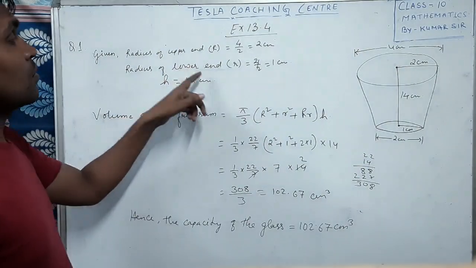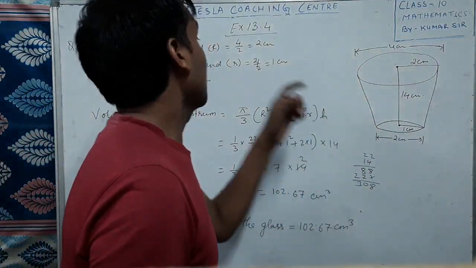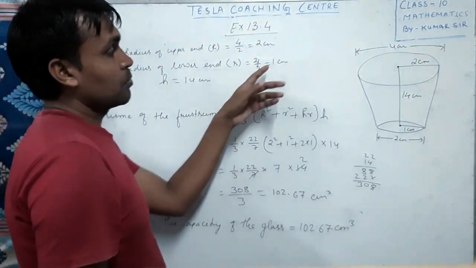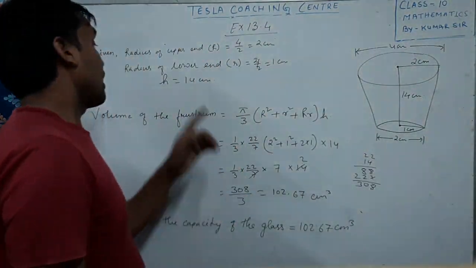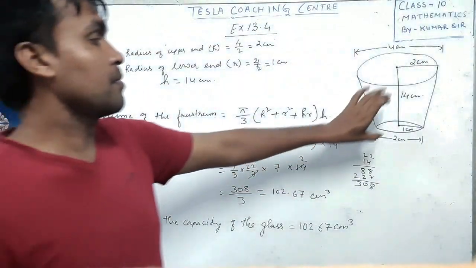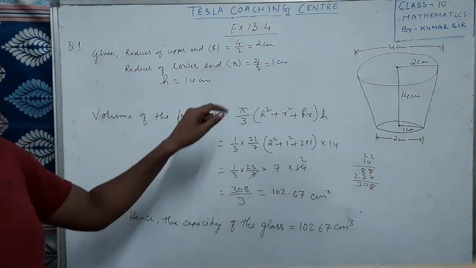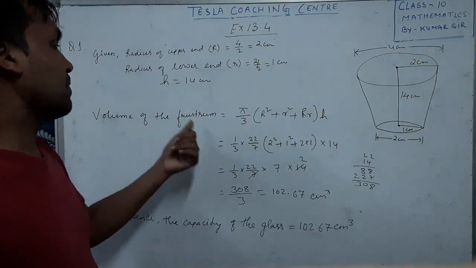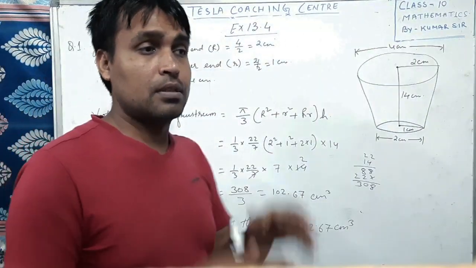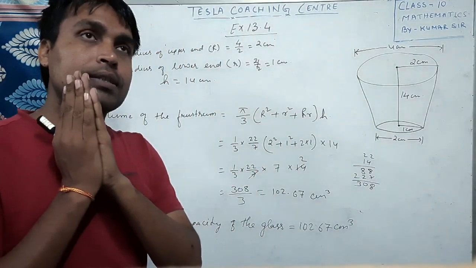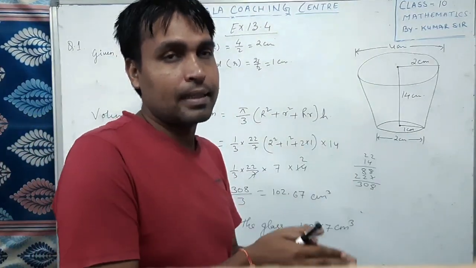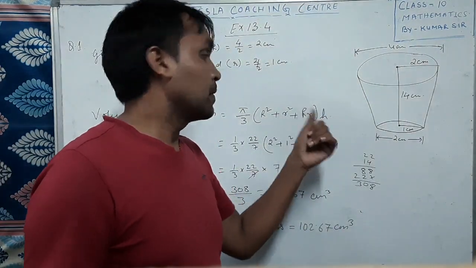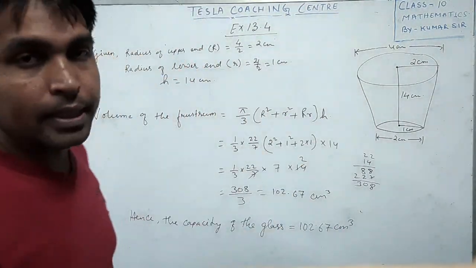Next, the radius of the lower end. The diameter of the lower end is 2, so 2 divided by 2 gives 1 centimeter. Height of the frustrum is 14, so we have written 14 centimeters. Next, the volume of the frustrum. Remember, if you are asked the capacity of a particular container, you have to find the volume of that container.